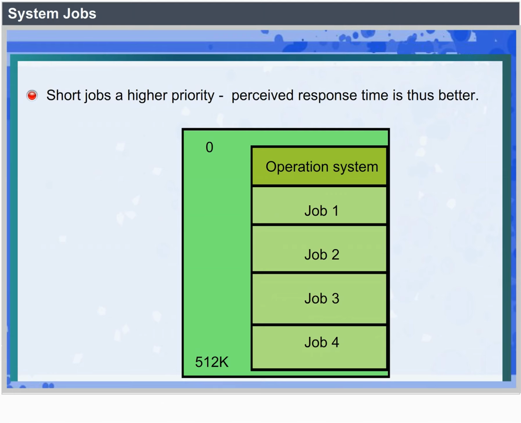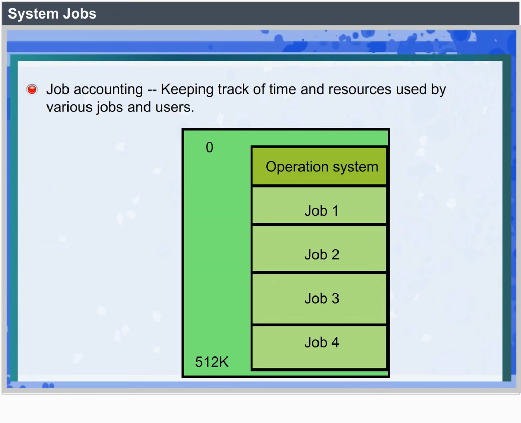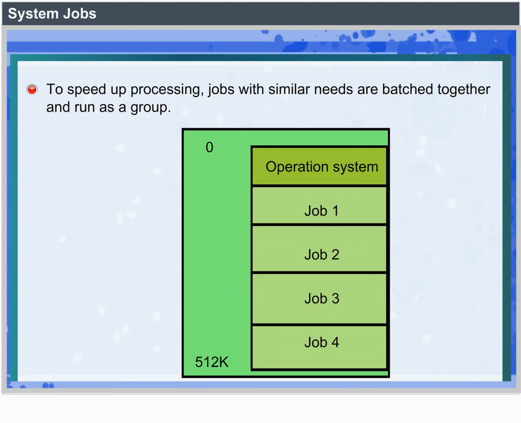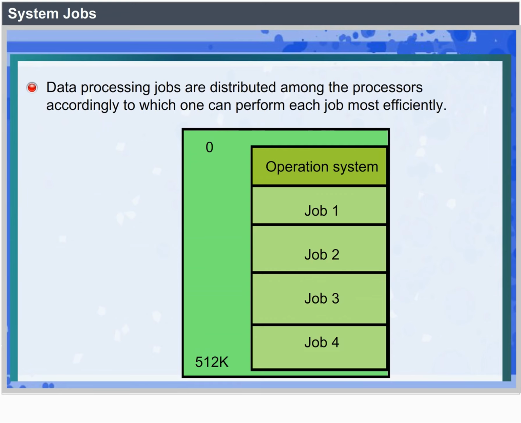Job accounting: keeping track of time and resources used by various jobs and users. To speed up processing, jobs with similar needs are batched together and run as a group. Multiple jobs are executed by the CPU by switching between them, but the switches occur so frequently. Data processing jobs are distributed among the processes according to which one can perform each job most efficiently.